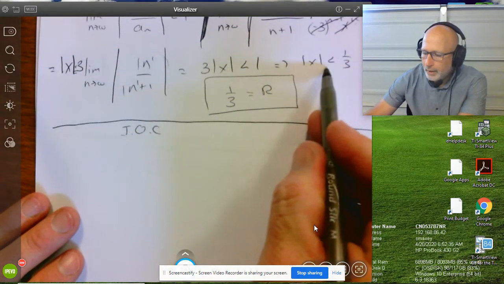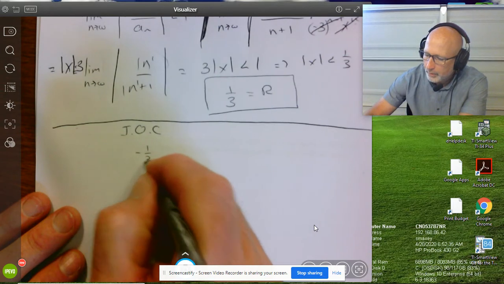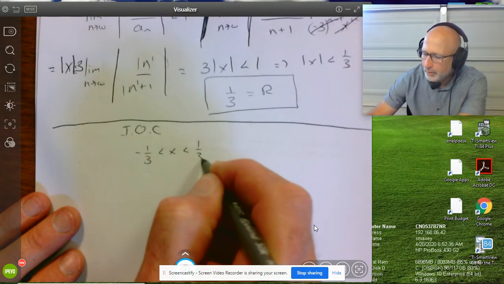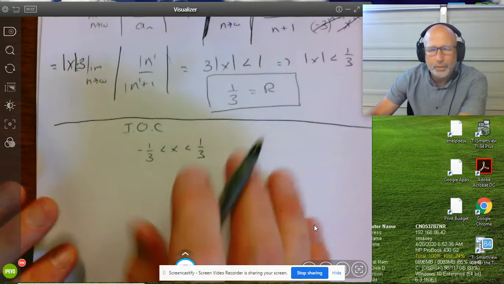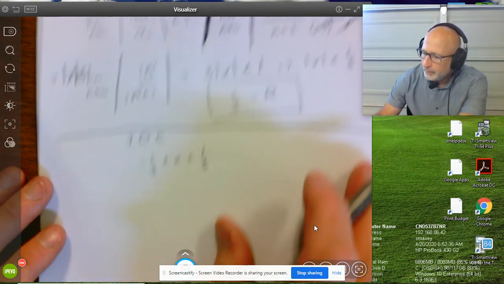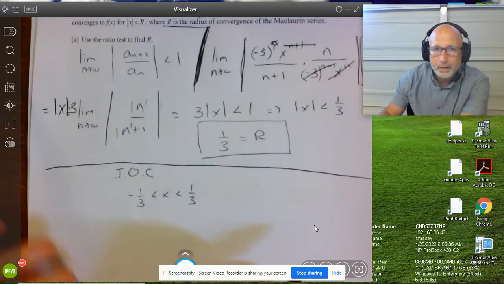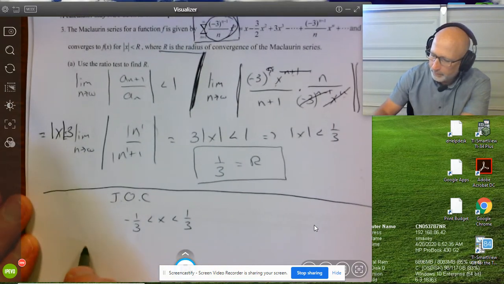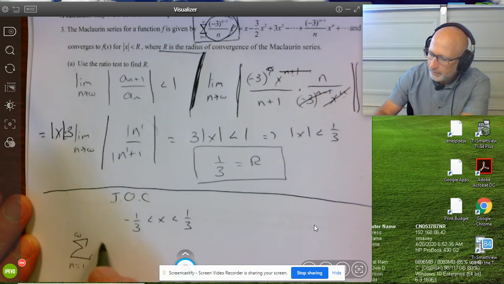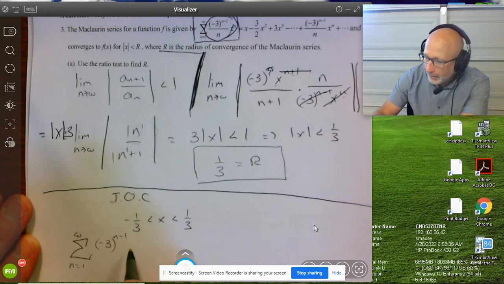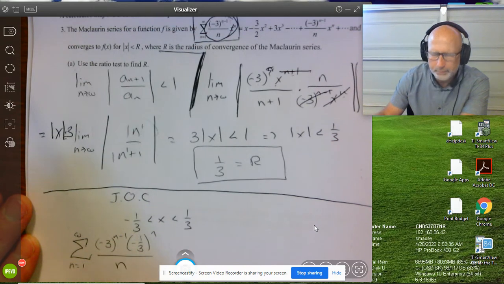So based off of this right here, I'm going to rewrite this as negative 1/3 is less than x, which is less than 1/3. And now I need to check the negative 1/3 and the positive 1/3. So I have to take this, plug it back into the general equation. So doing so, I have the summation as n goes from 1 to infinity of negative 3 to the n minus 1 power times x. Now I'm checking this. This is my x. So I have negative 1/3 to the n power all over n.